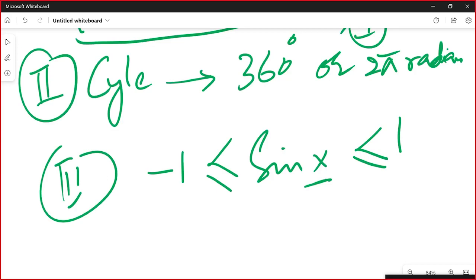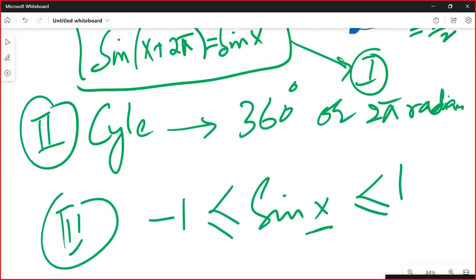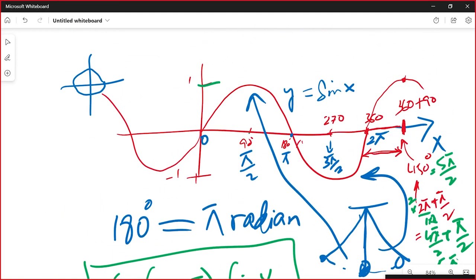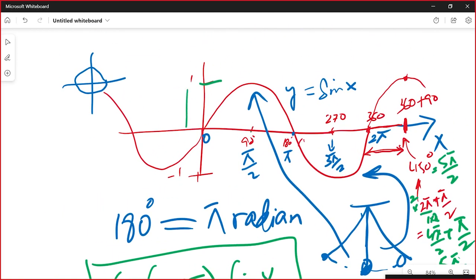So if we now go back to our graph, this is 1. So this is the amplitude. It goes up 1, goes down -1. Okay, what is a vertical line test? Do you know? For a function, is it a function or not a function? Is sin x a function or not a function?